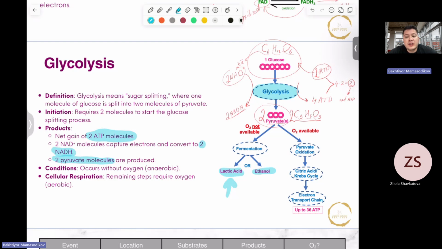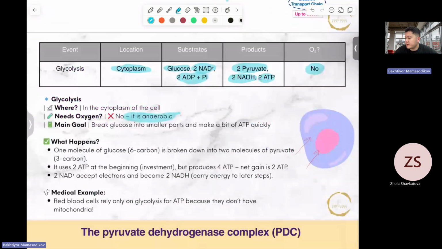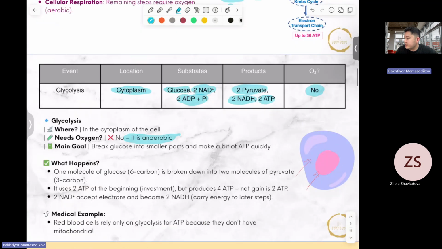So, any questions? Is everything clear? Yeah. This is all about the glycolysis process. You can read here as well. The medical example is also given. Red blood cells rely on glycolysis. It's written in these slides. Okay, you just have to read it.